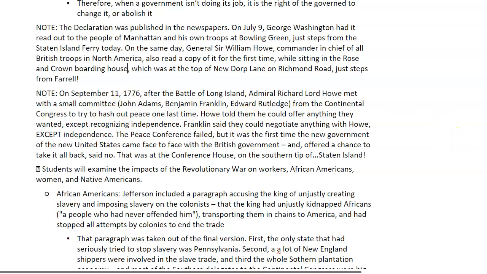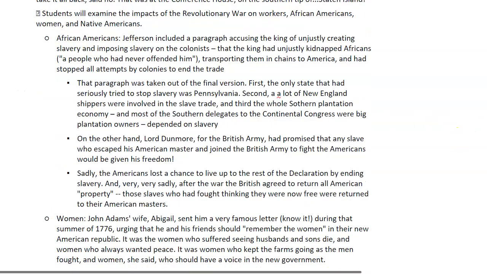Let's talk about African Americans for a moment during the American Revolution. Jefferson included a paragraph in the Declaration accusing the king of unjustly creating slavery and imposing slavery on the colonists. What's he saying? That the king had unjustly kidnapped Africans, quote, a people who had never offended him, transported them to America, and had stopped all attempts by the colonies to end the slave trade. Well, that's what makes the king so rotten.